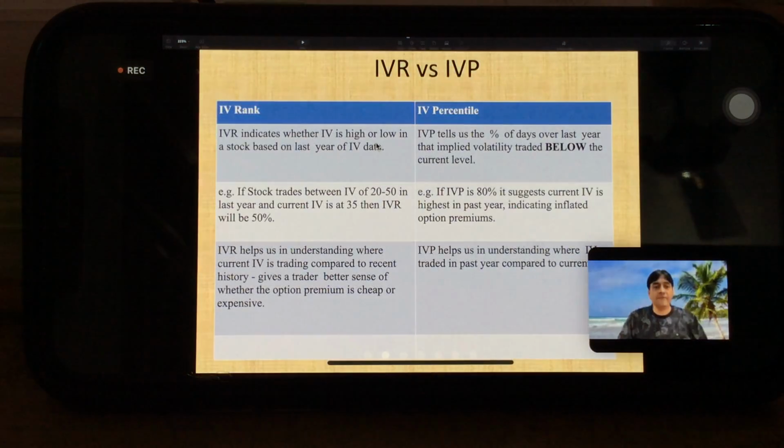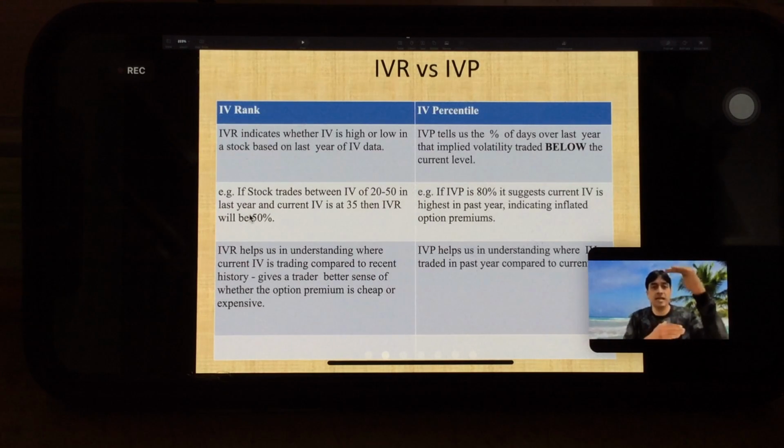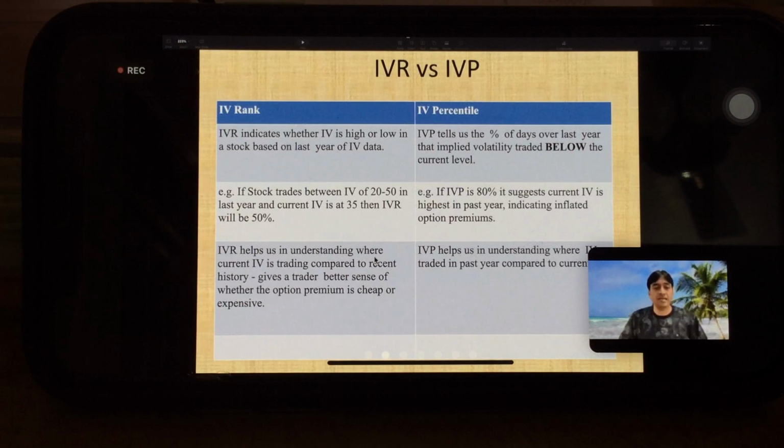IVR indicates whether IV is high or low in a stock based on the last year of IV data. So it will be 50% or whatever is calculated depending on the last year's range. IVR helps us understand where current IV is trading compared to recent history. It gives a trader a better sense of whether the option premium is cheap or expensive. Whenever IVR is 80%, 90%, options are very expensive and we should avoid buying and instead look for shorting opportunities. Whenever IVR or IVP is 20 and below, we should be looking at buying that option.